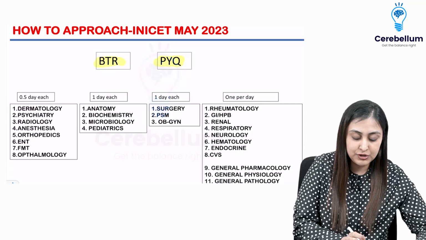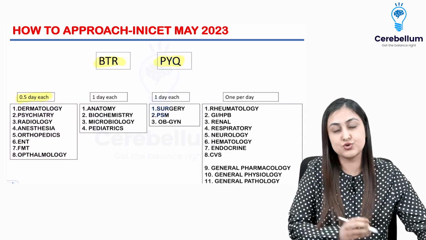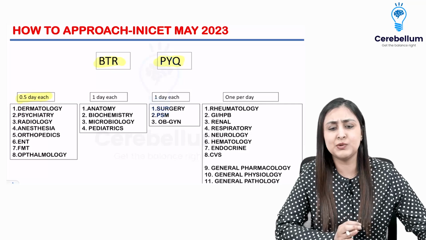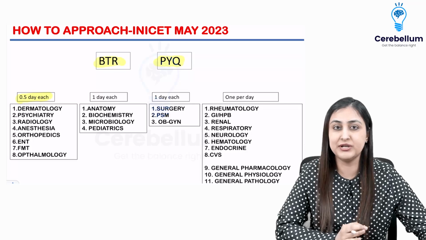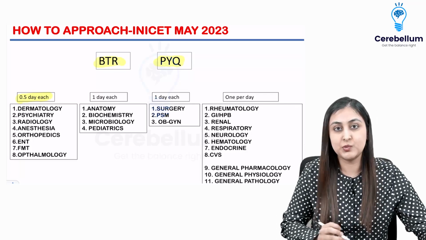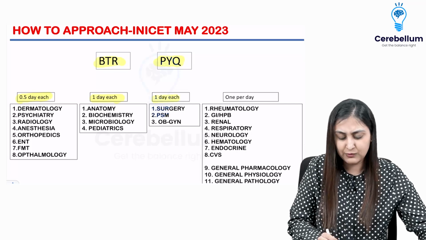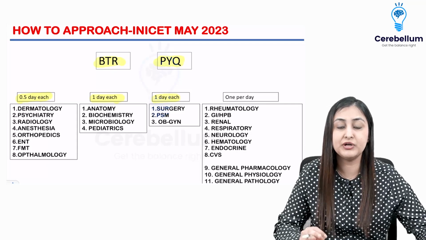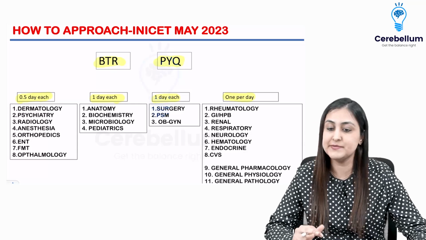The timeline should look like this: short subjects get half a day each. So you have to complete at least 2 in 1 day, which is very easily doable because each of these is at least like 1 to 2 hours. So you can easily do it in 4 hours and do it with PYQs for sure. Then you have 1 day for the intermediate subjects and 1 to 1.5 days for the long subjects, and 1 per day for the systems and the general.